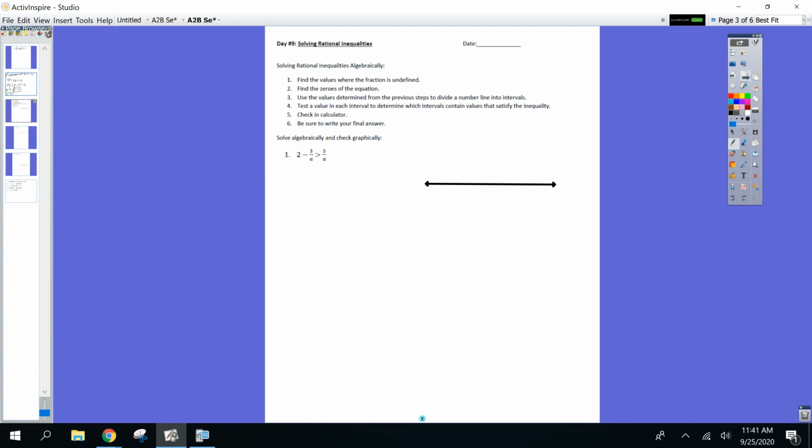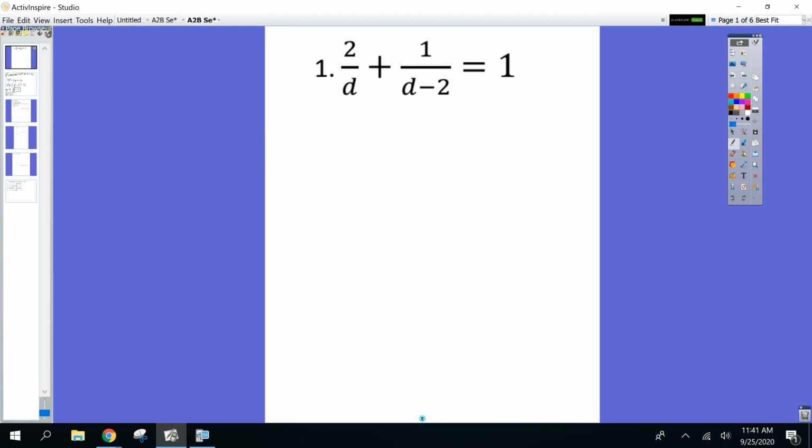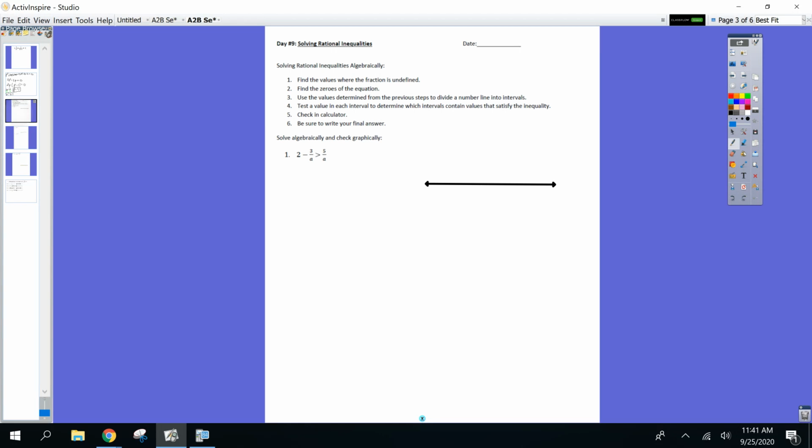Okay. We just solved problems with equal signs. Right? Now that equal sign is changing to what you guys referred to as an inequality symbol. Greater than, less than, greater than or equal to, an inequality symbol. They're solved a little differently now. Okay? A little differently. All right, first thing, when I'm solving an inequality with fractions.